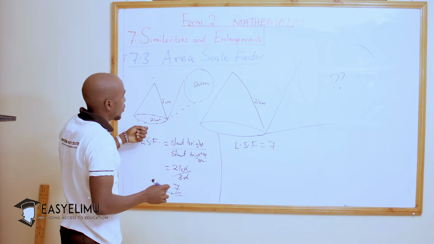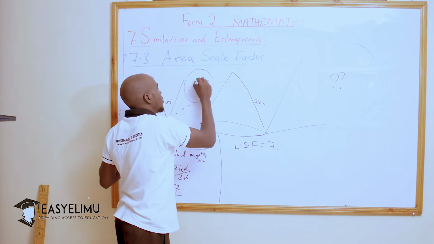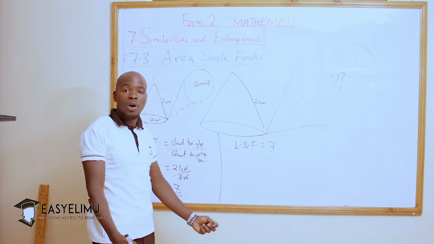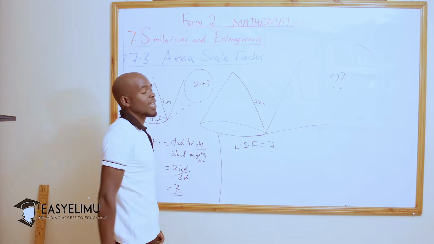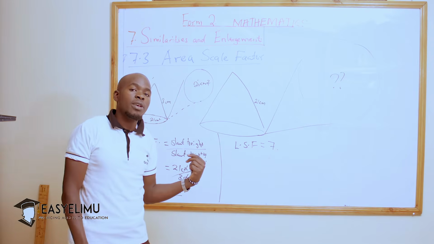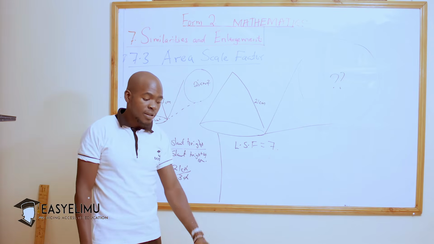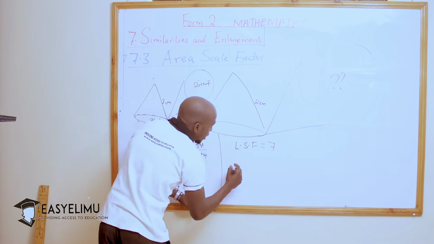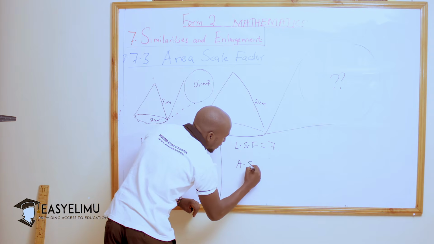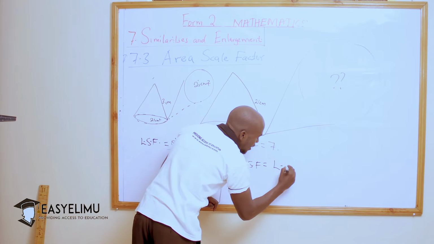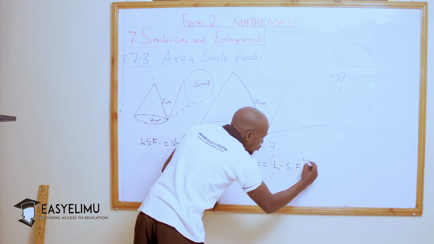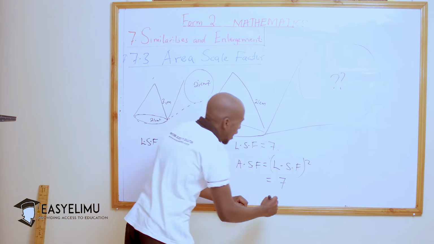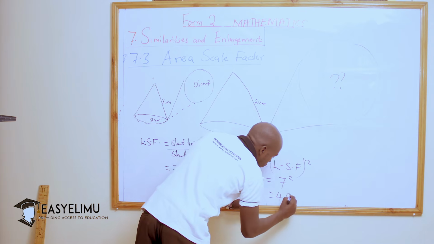From here we know that this is 21 square centimeters. And this one here we don't know, but we have the linear scale factor. So what we are required to do here, we need to find the area scale factor. And from our previous discussion of that subtopic of area scale factor, we did say that to find the area scale factor, you have to take the linear scale factor, then you do the square. And if that is the case, the linear scale factor here is 7, and if you square 7, you are going to get 49.